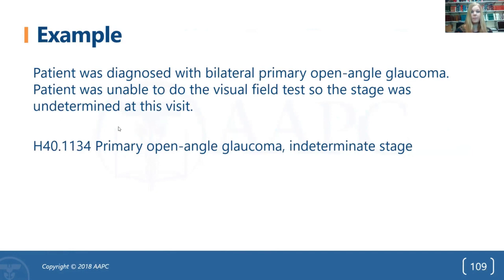For example, patient was diagnosed with bilateral primary open-angle glaucoma. Patient was unable to do the visual field test, so the stage was undetermined at this visit. We assign code H40.1134 for primary open-angle glaucoma, indeterminate stage.